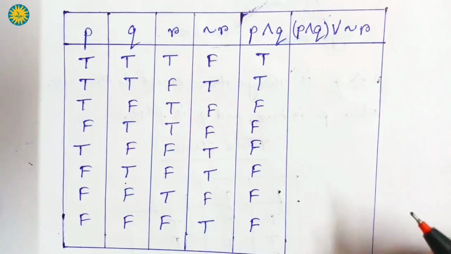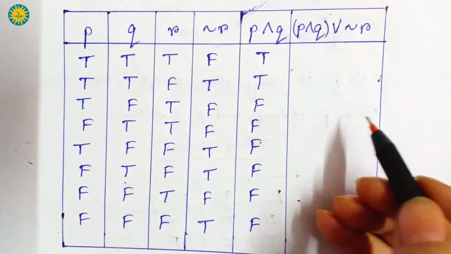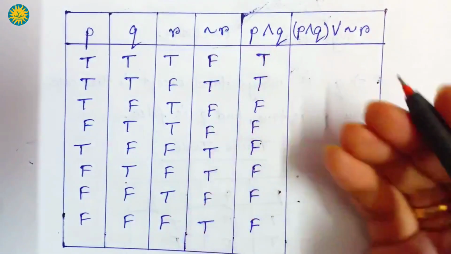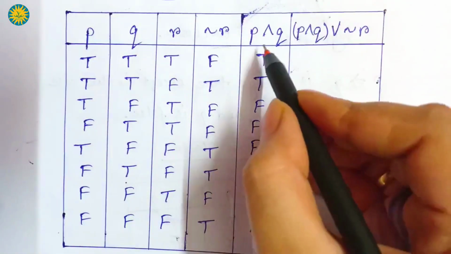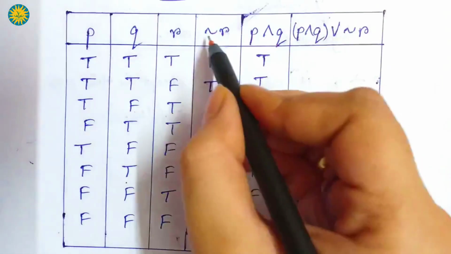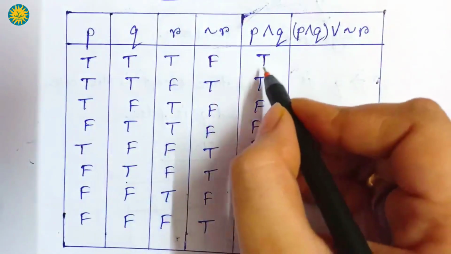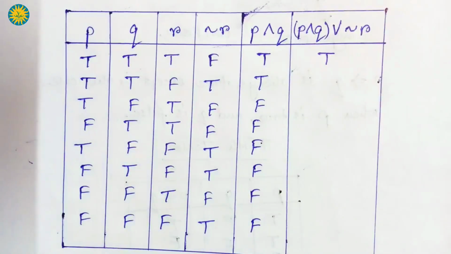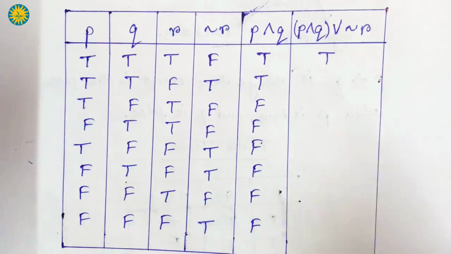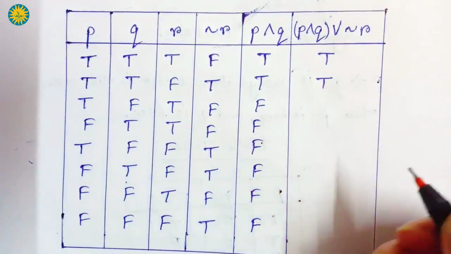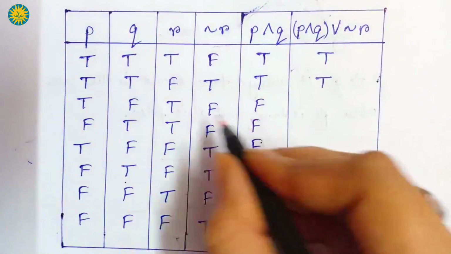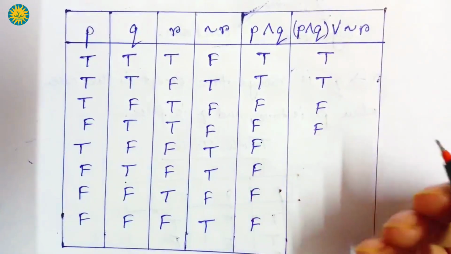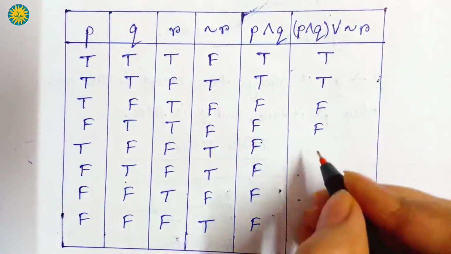So the last column, for that we need to look at not R and P and Q. So this or this, which means true or false, gives us true. True or true gives us true. False or false gives us false. In this way we will fill up the column.